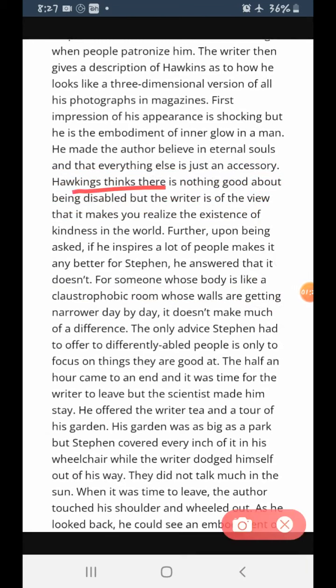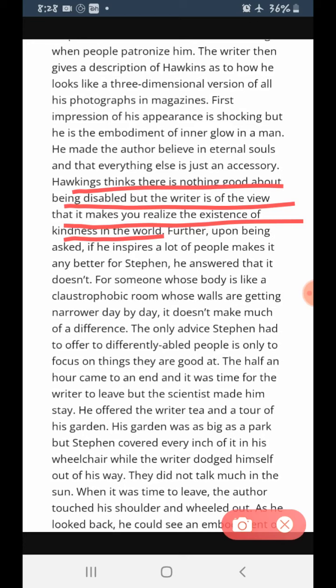Hawking thinks there is nothing good about being disabled, but the writer is of the view that it makes you realize the existence of kindness in the world. Here Hawking thinks that there is nothing good about being disabled. That means if you are disabled, there is nothing good in it. But the writer thinks that it will make you feel the existence, the existence of kindness in the world.